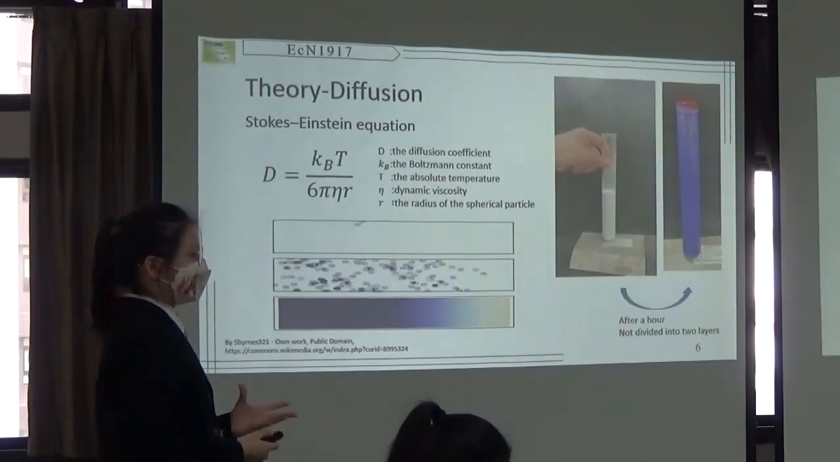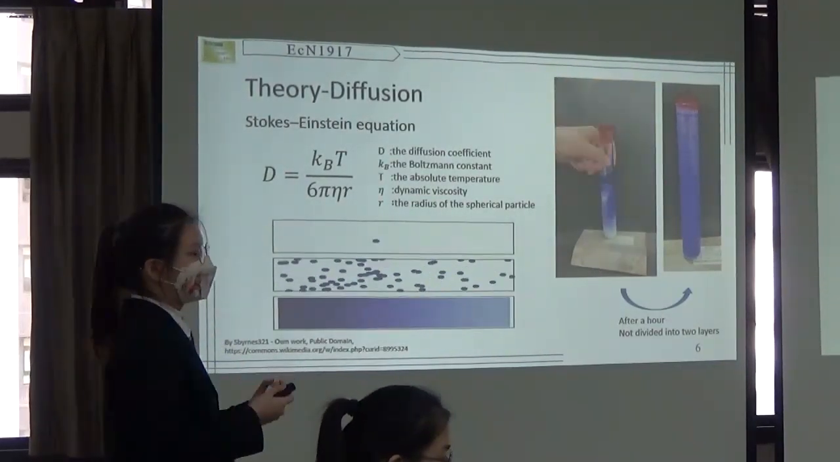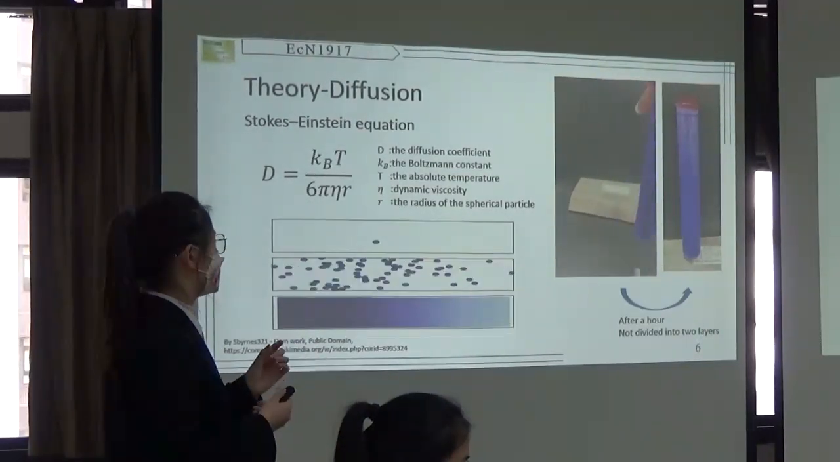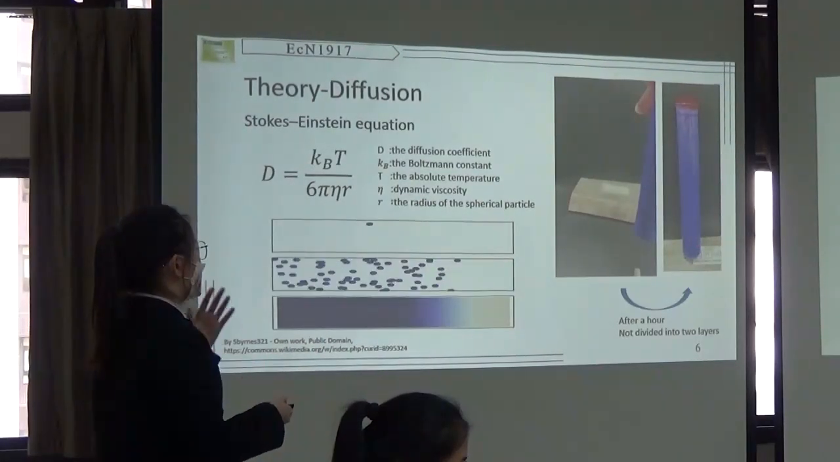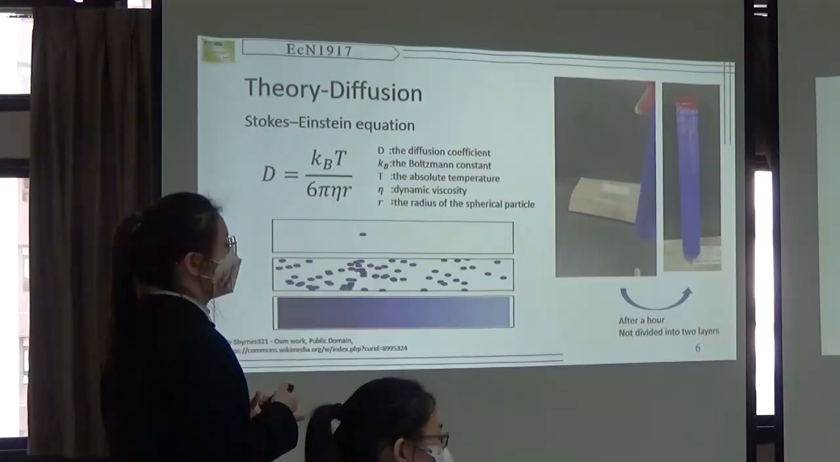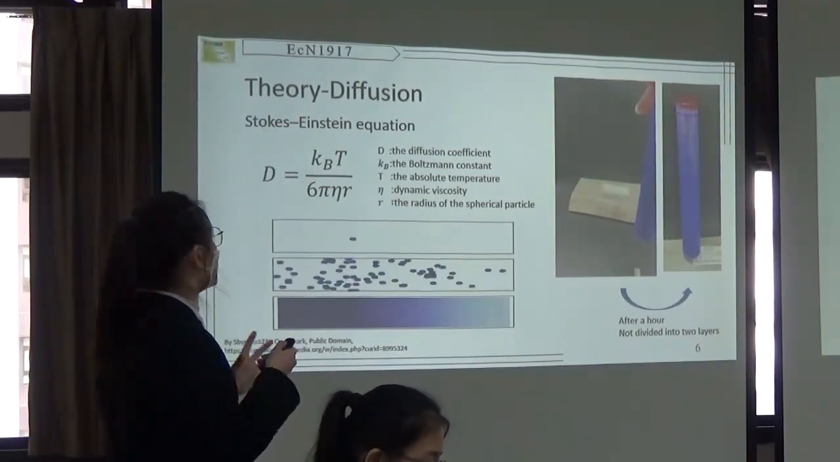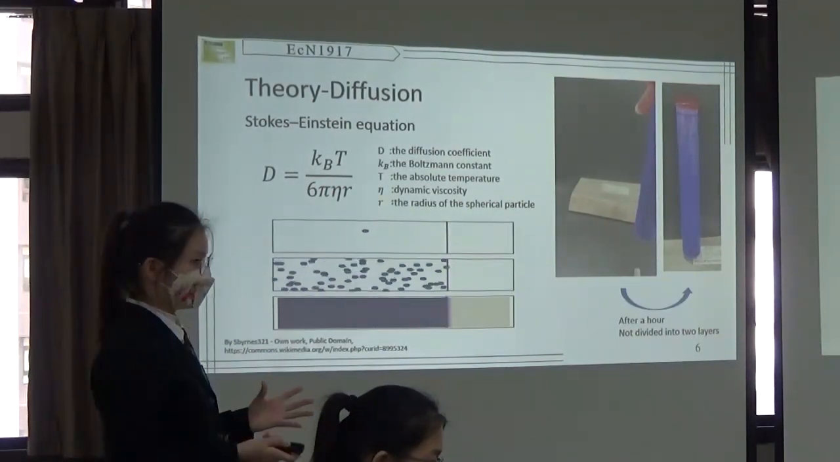And here's the theory of diffusion. Since the diluted acrylic paint and the isopropyl alcohol are both hydrophilic, they mix together, and we can see that after an hour, it does not divide into 2 layers, so they will mix. Here we can use the Stokes-Einstein equation to explain it. The diffusion coefficient relates to the dynamic viscosity of it.